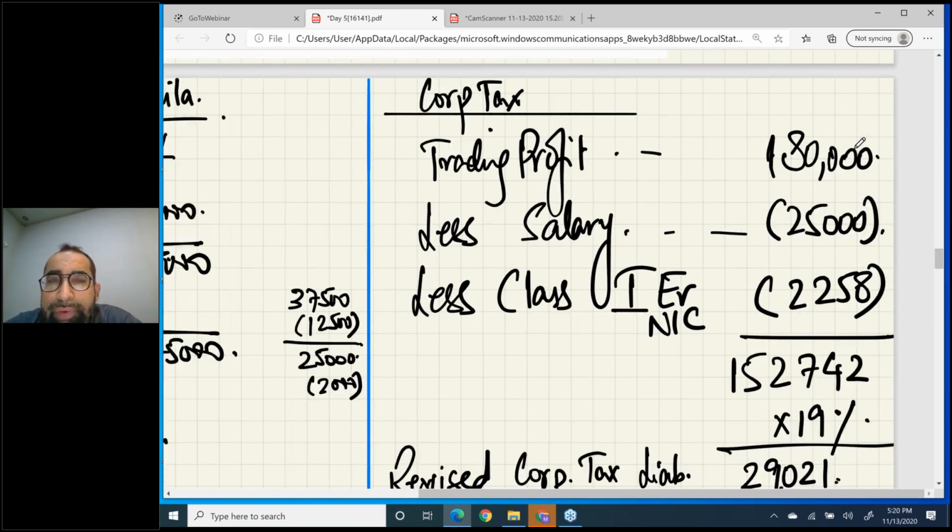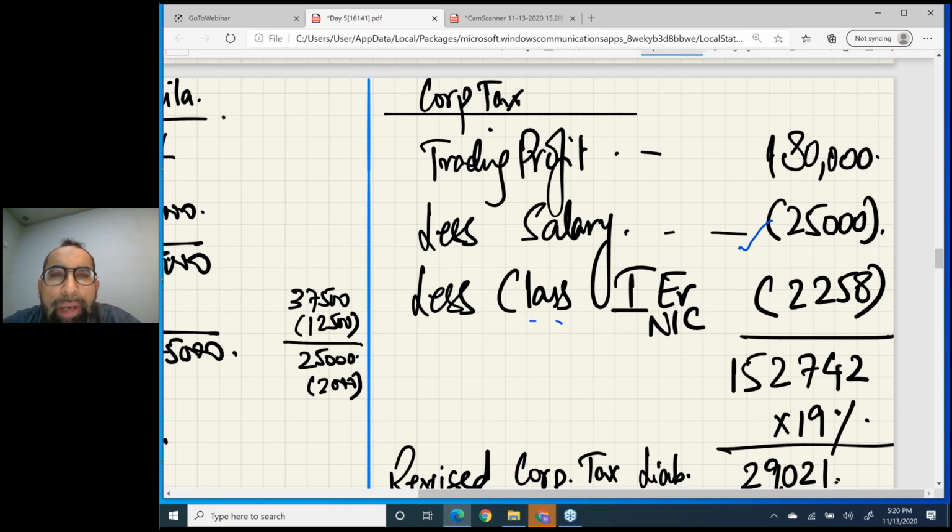What was the trading profit? If you follow me consistently, you will understand what is the trading profit of the company. 180,000, and it was written in clear cut words that this trading profit is before salaries. So the salary in this case is 25,000. This salary 25,000 is allowed, and class 1 employer NIC.